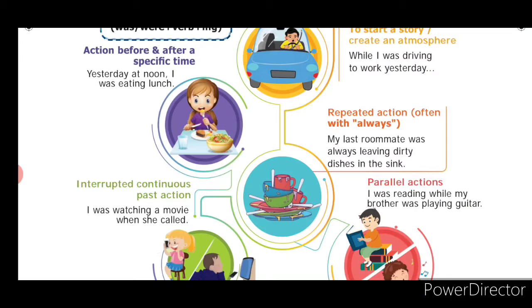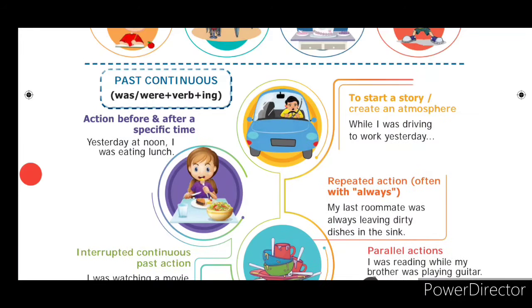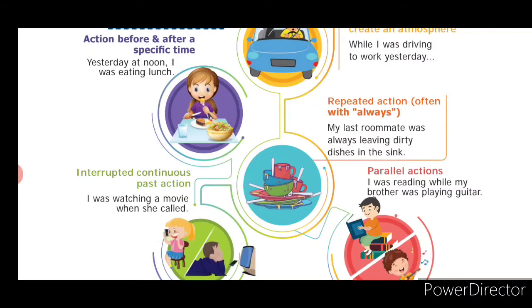Yesterday at noon I was eating lunch. To start a story or create an atmosphere: when I was driving to work yesterday. To say a repeated action, often with always: my last roommate was always leaving dirty dishes in the sink. Okay, next, parallel action. I was reading while my brother was playing guitar.